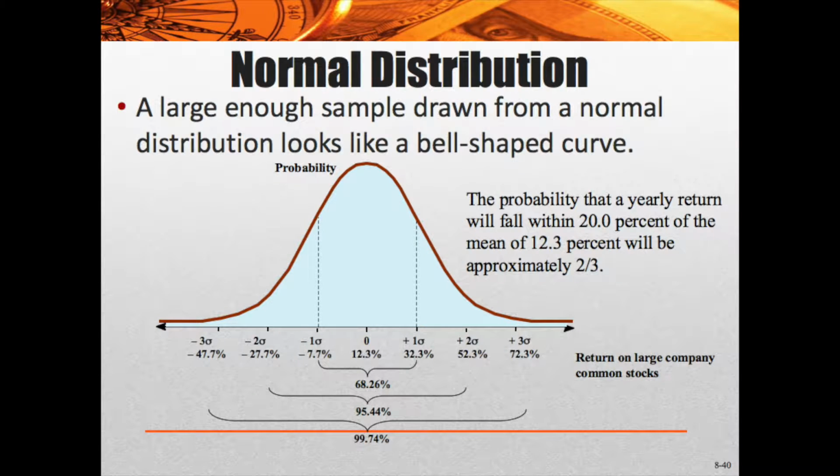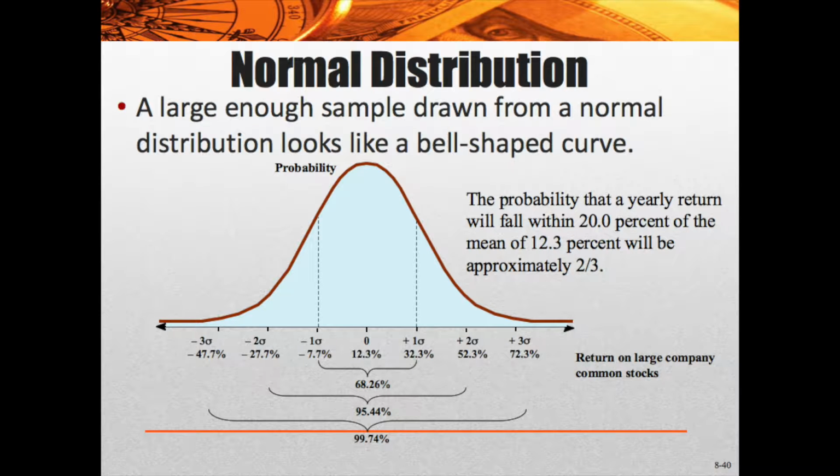Okay, so let's talk about the normal distribution. I'm sure you've had statistics, so this should be a refresher. As you look at this distribution, you know that one standard deviation is 68.26% of the curve, two standard deviations is 95.4, and three standard deviations is 99.74%. Mean is at zero standard deviations.